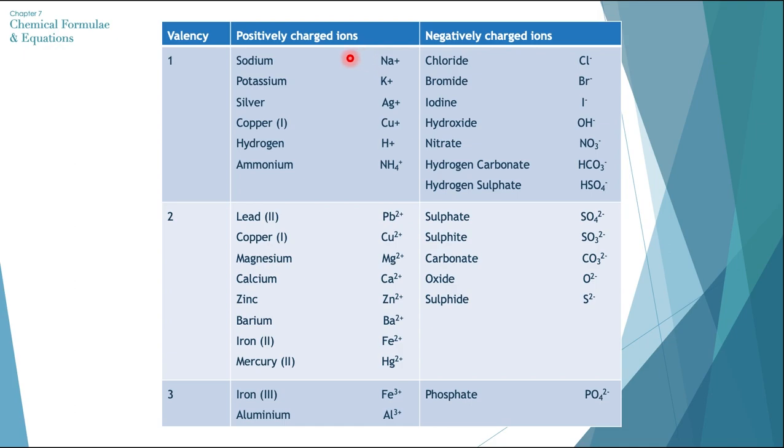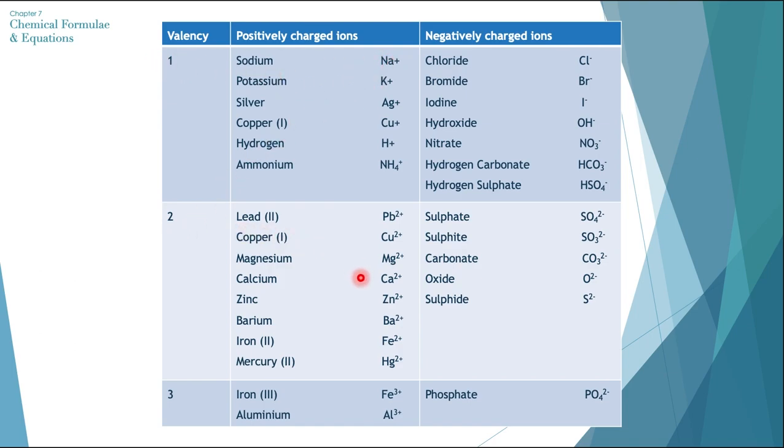One positive charge and one negative charge. For positively charged ions, we have sodium, potassium, silver, copper, hydrogen, and ammonium. Ammonium is a compound, as you can see, NH4. Sodium, potassium, silver, copper, hydrogen. These all are positively charged ions with a valency of only 1, like one positive charge.